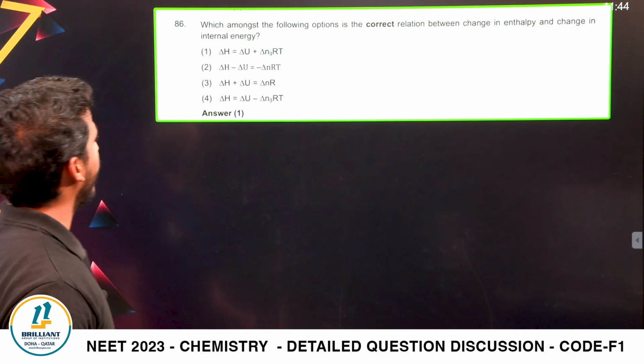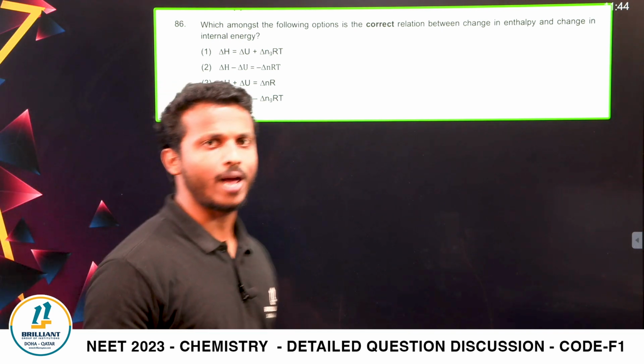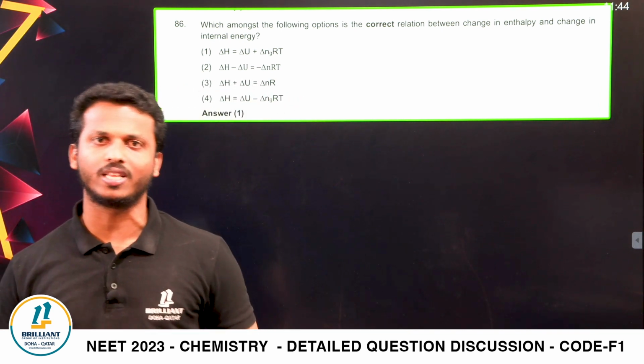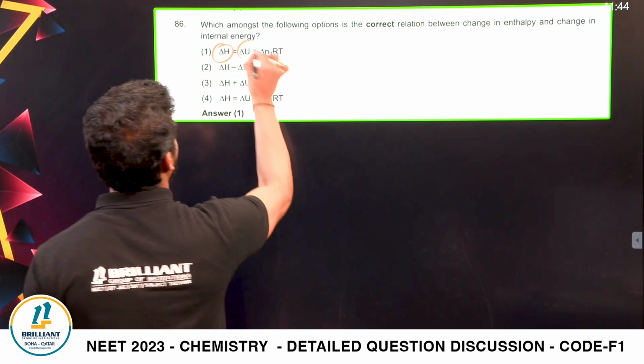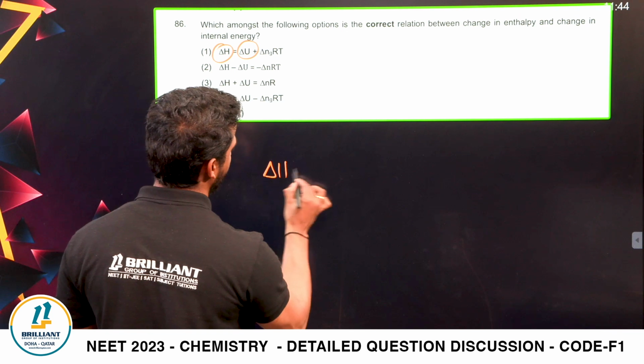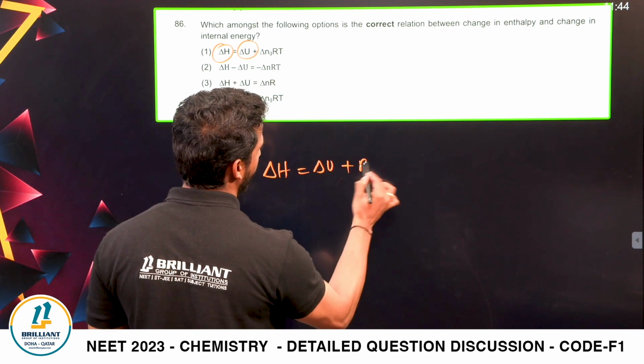Next one, from the chapter thermodynamics from grade 11. Very simple question. They are asking only the relation. What is the relation between enthalpy and internal energy, dear all? You know, delta H is equal to delta U plus P delta V.